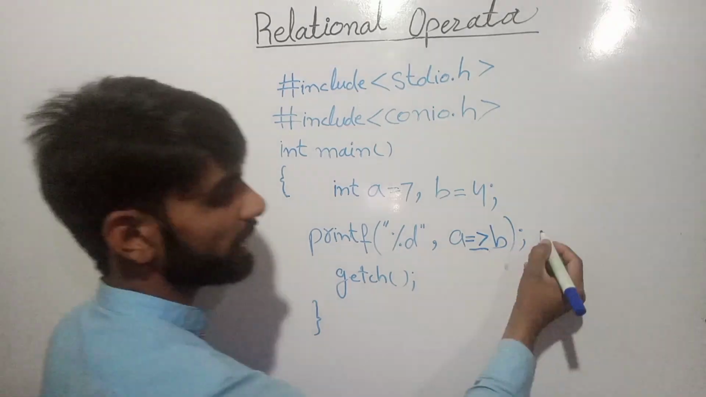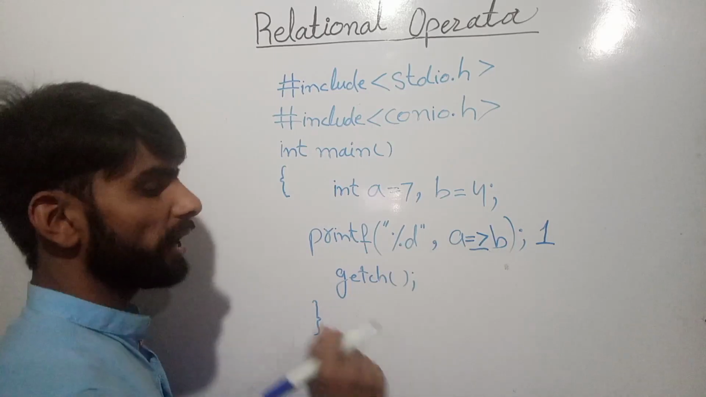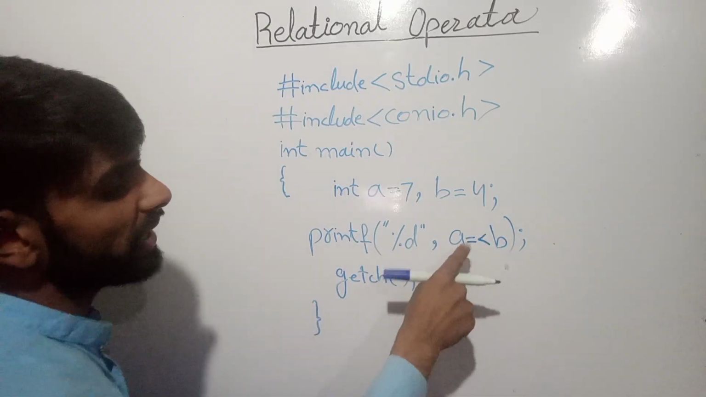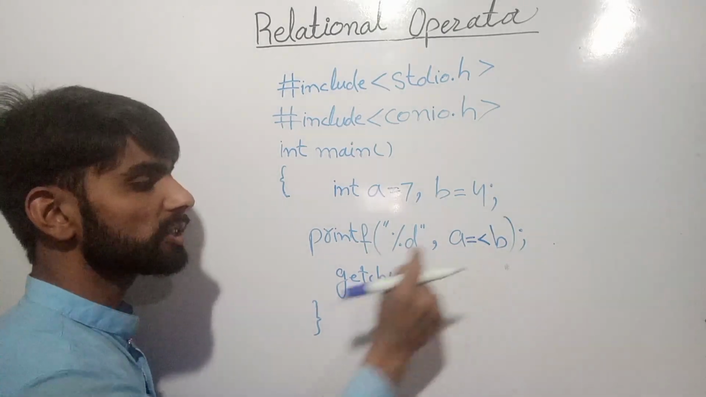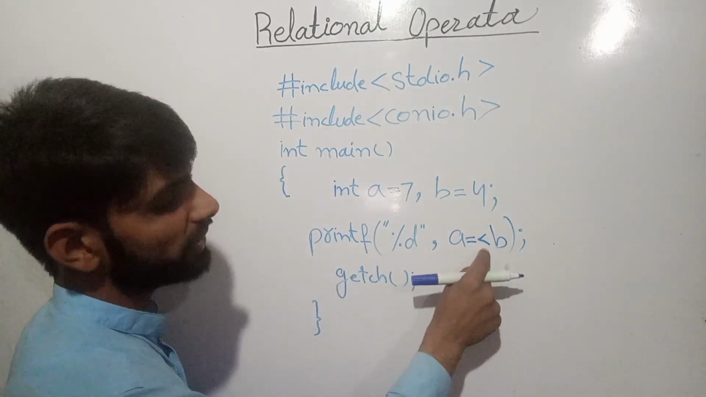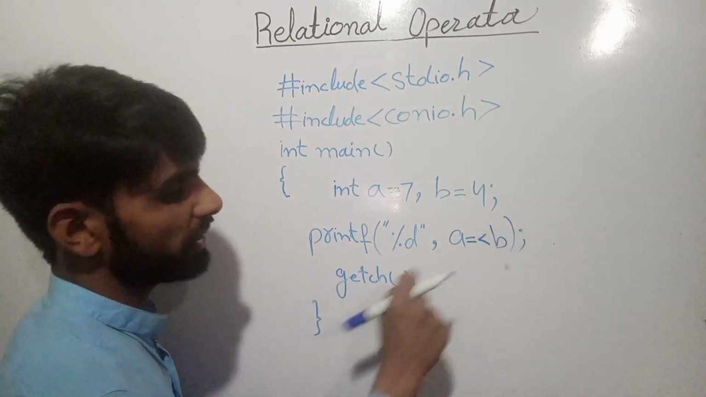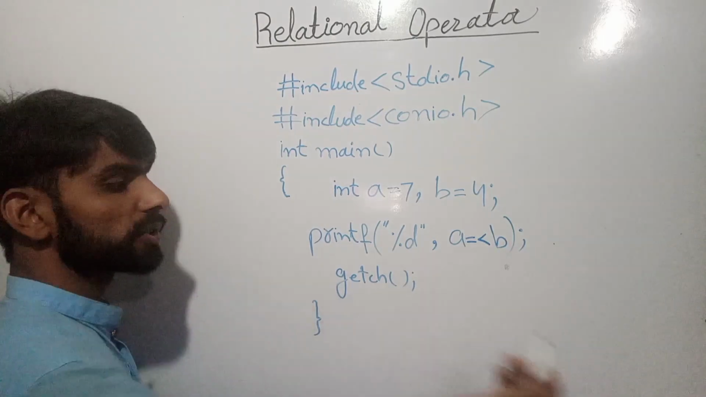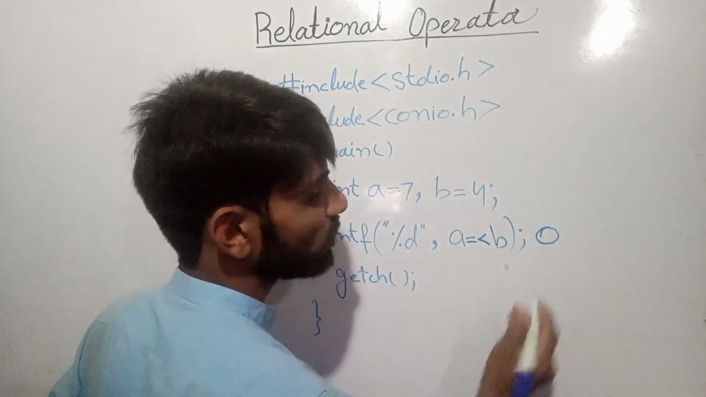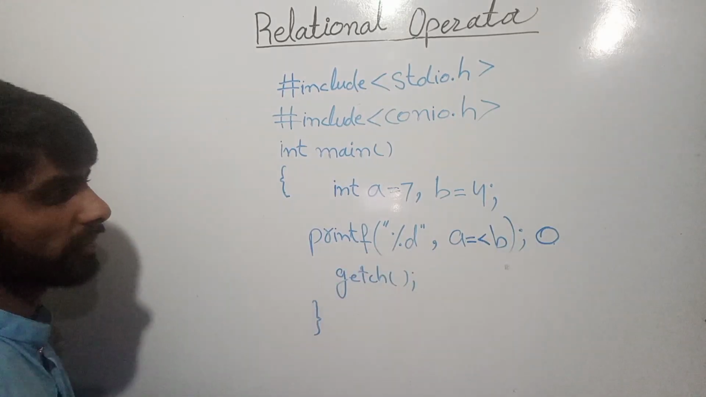So in this case we will get the 1 because the condition is true, right? If I write here equal or less than, these are also two conditions. The first one is equal and the second is less than. A equal to b is a wrong condition. A less than b is also wrong. So in this case we will get output 0 on the screen, because the condition is wrong, right?